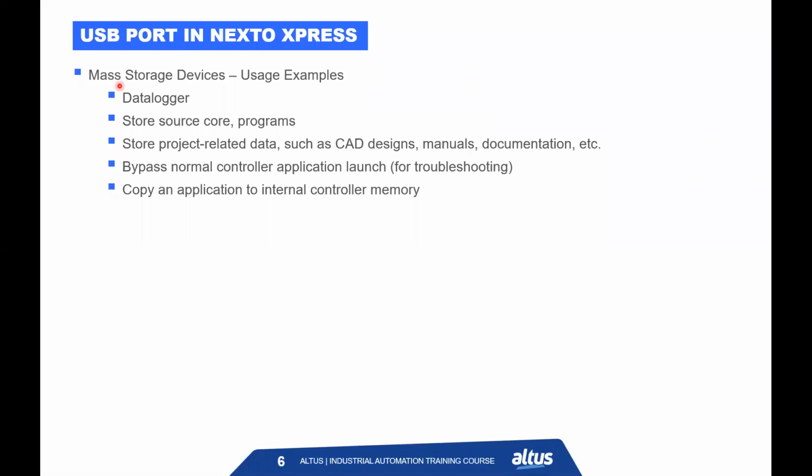USB port mass storage device uses examples: data logger, store source code programs, store project related data, such as CAD designs, manuals, documentation, bypass normal controller application launch for troubleshooting, for example, and copy an application to internal control memory. So we can load a project just using the USB.